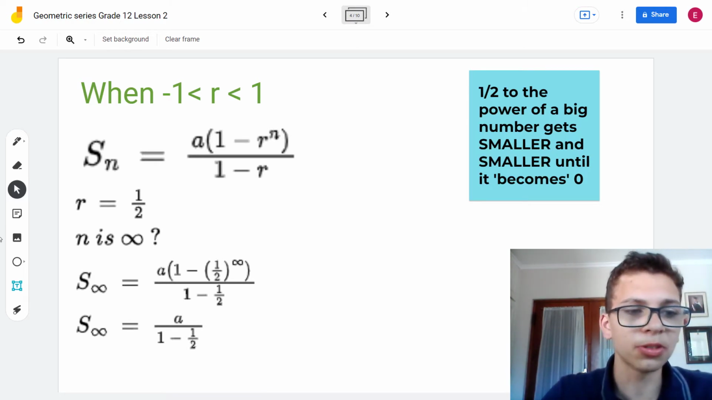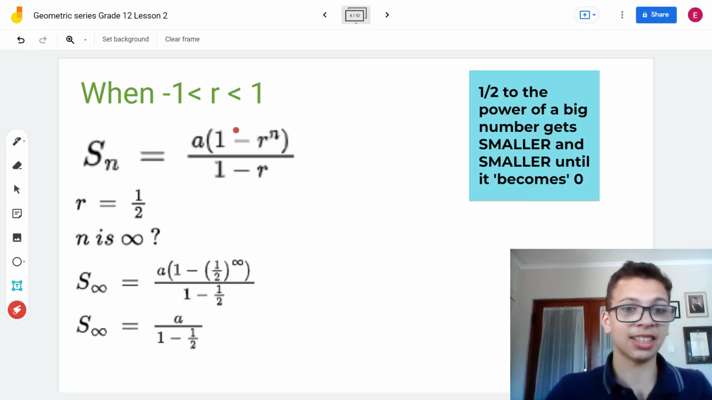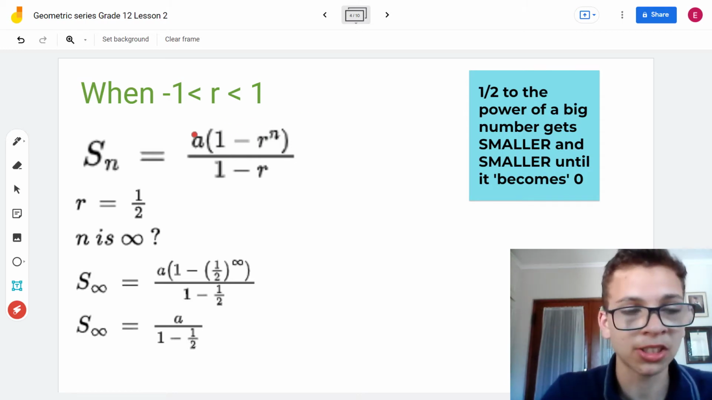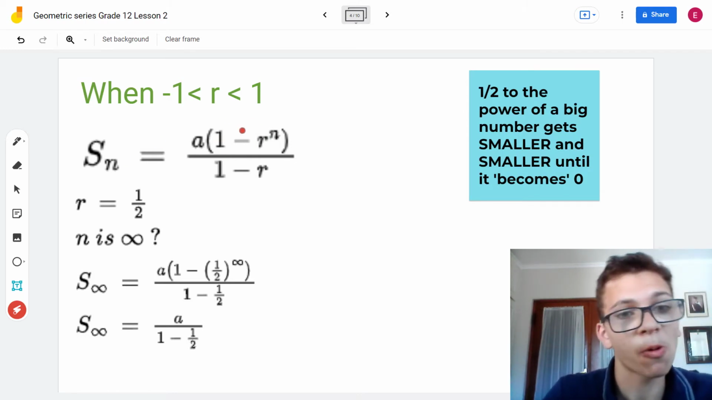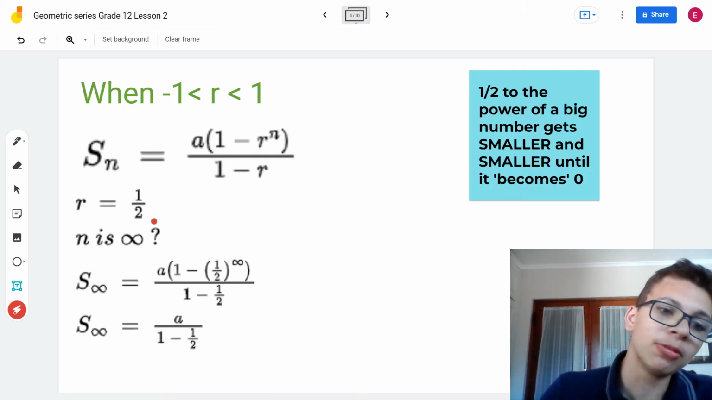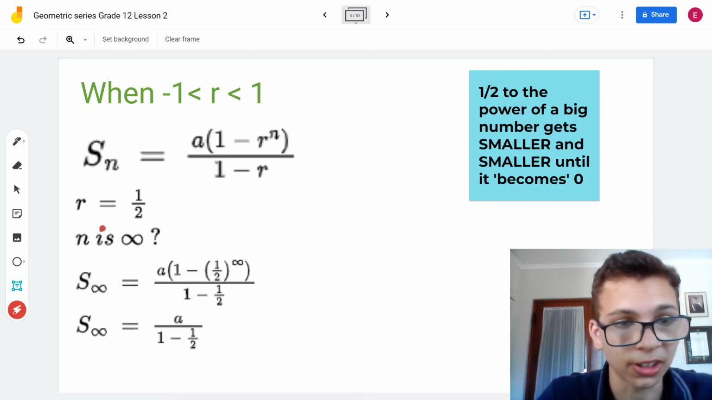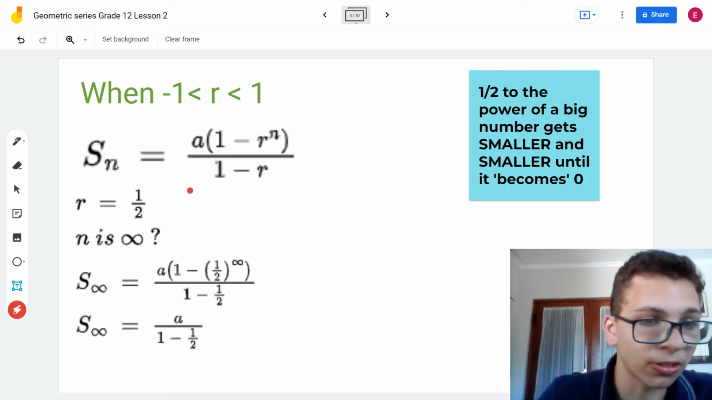So consider the normal formula, right? Sn, now I switch it around because we know that r is less than 1, so we just want this to be positive. So Sn equals a times 1 minus r to the power of n over 1 minus r. Now we can make r any fraction, however in this case we're just going to make r equals a half.